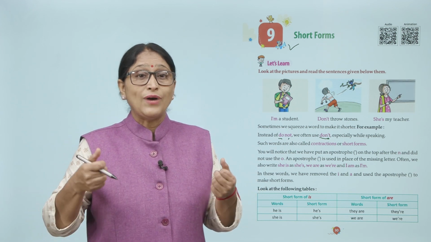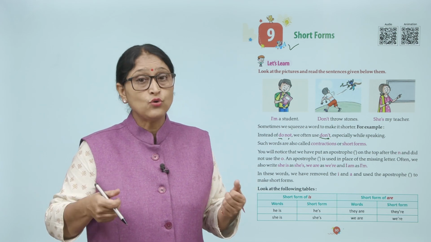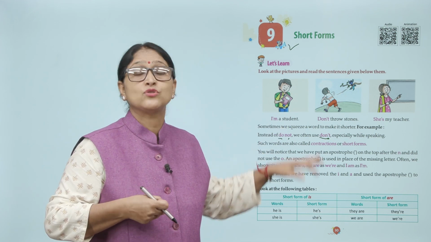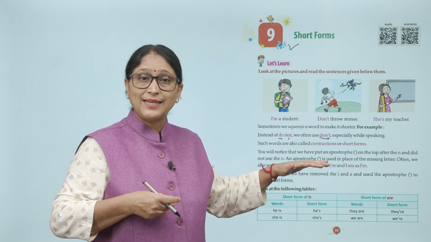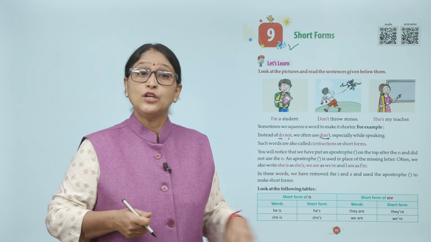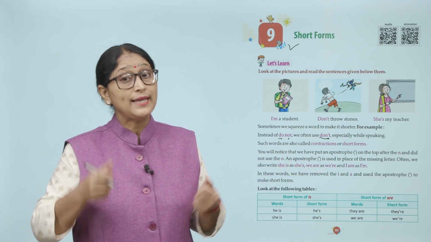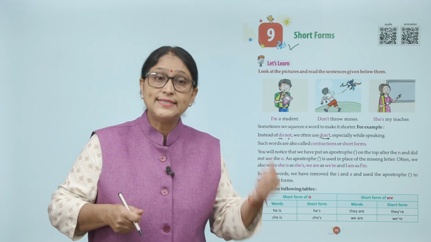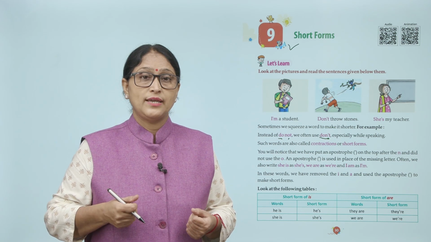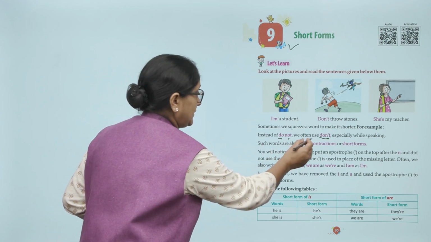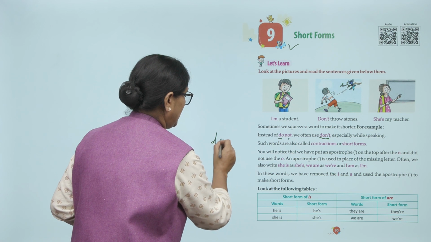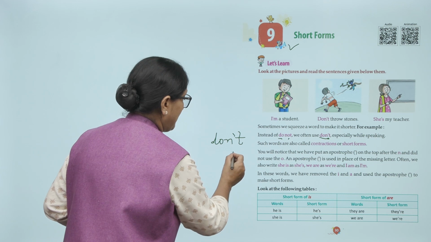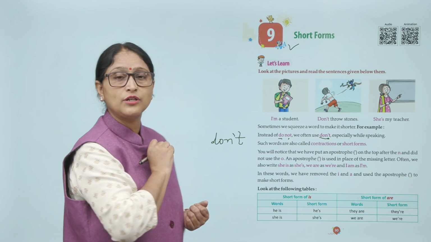Now, especially while speaking, such words are also called contractions और short forms. जब हम इस तरह के words को बोलते हैं या लिखते हैं तो इनको हम क्या कहते हैं? Contractions या short form. You will notice that we have put an apostrophe on the top after the N and didn't use the O like this. Do and apostrophe and T. हमने यहाँ पर O का यूज़ नहीं करा not लिखने के लिए.